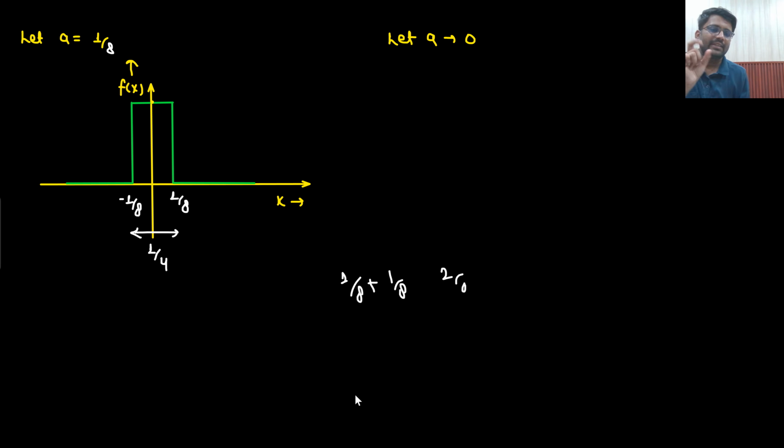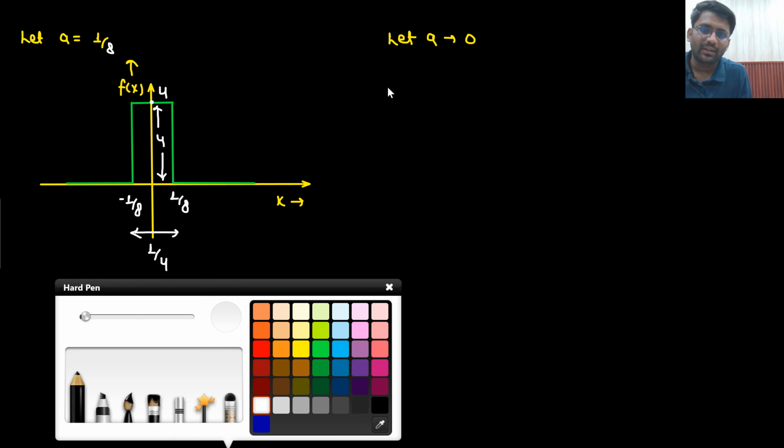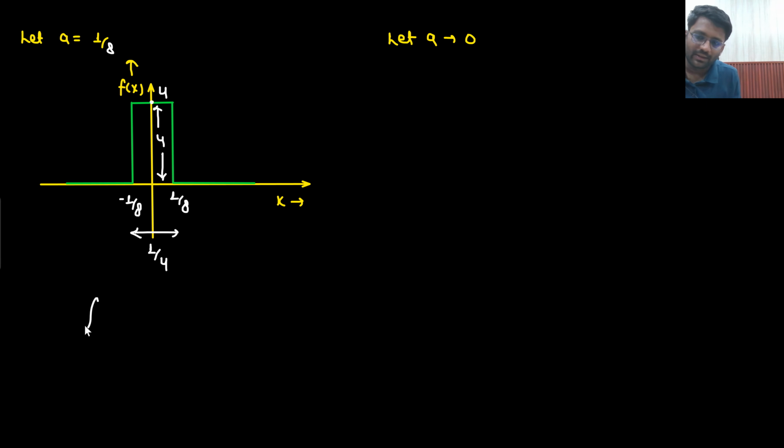So to keep the area the same, what length do I need to pick? The length has to be 4. So this point will be 4. So what will be the area? The area will be the integral from minus infinity to infinity of f(x) dx. Area is 1 by 4 into 4, area is 1.